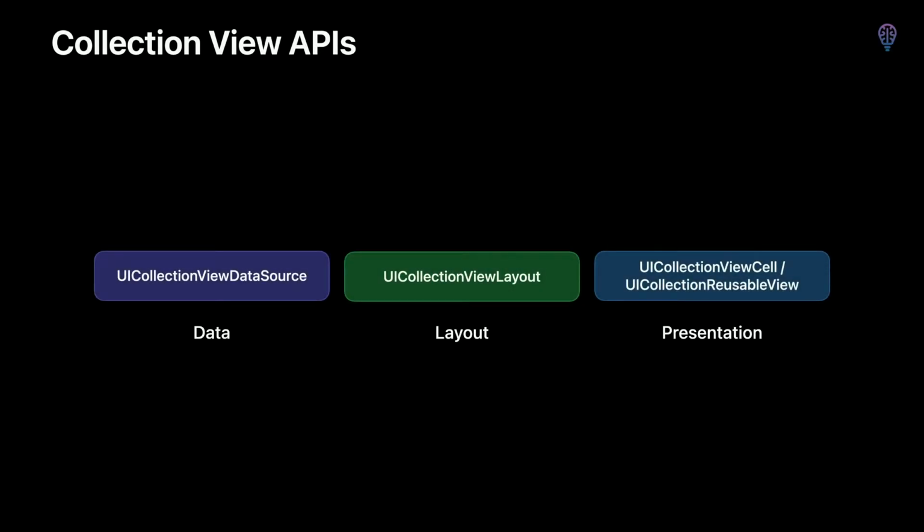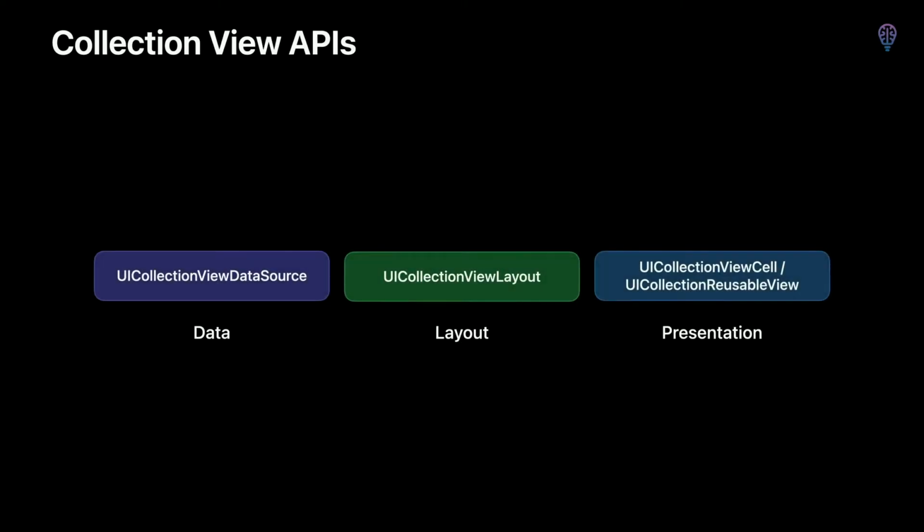The APIs that comprise UICollectionView can be slotted into three distinct categories: data, layout, and presentation. One of the novel concepts UICollectionView was built on was the separation of concerns between the data, or the what, from the layout, the where, content is being rendered. This distinction is at the core of what makes UICollectionView so flexible.